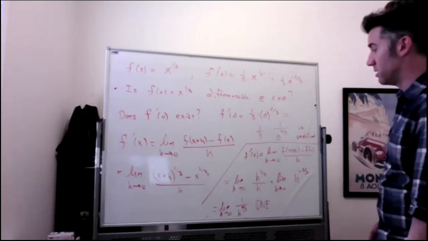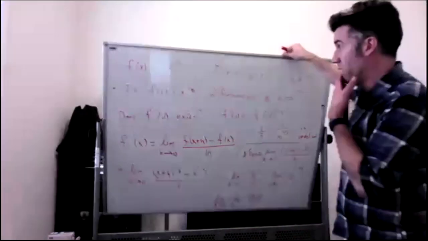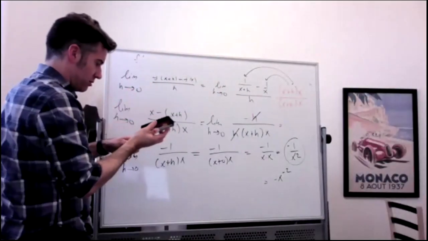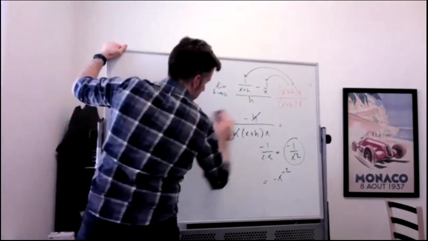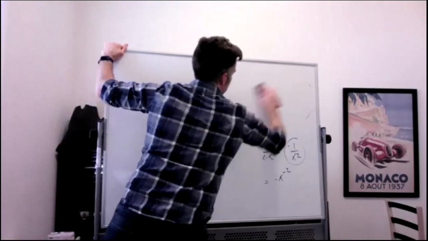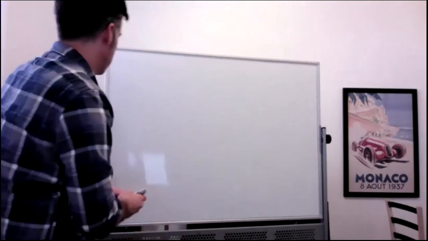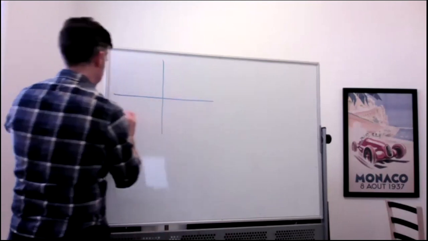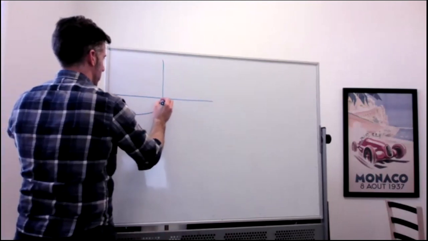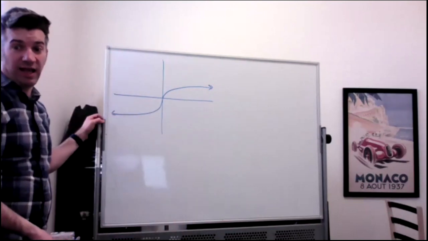And the reason this limit doesn't exist is because what happens here is we actually have a vertical tangent line at this point. If you graph the cube root of x, cube root of x looks like this. And it has a vertical tangent line at the origin, right?